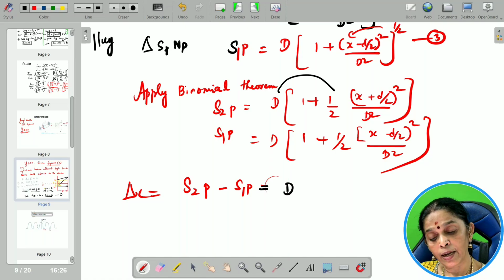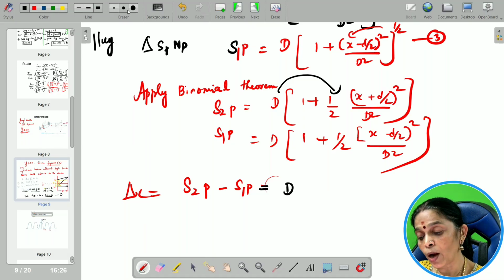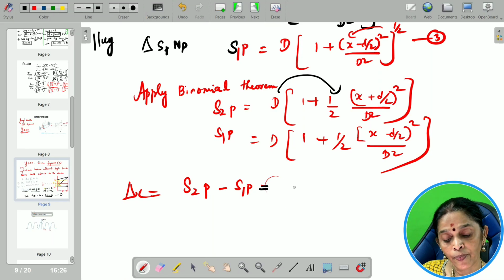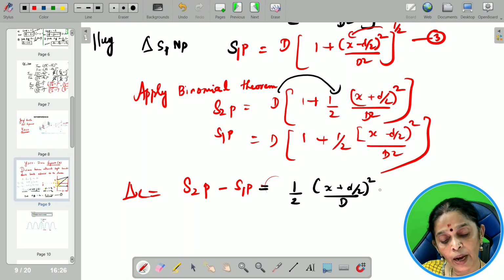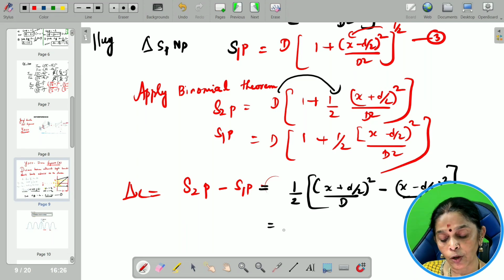So I'm bringing the d inside. When I bring it inside, 1/d gets cancelled. So therefore, what is the resultant you get? You will get half into ((x plus d by 2) the whole square by D minus (x minus d by 2) the whole square by D). Using (a plus b) whole square minus (a minus b) whole square equals 4ab.